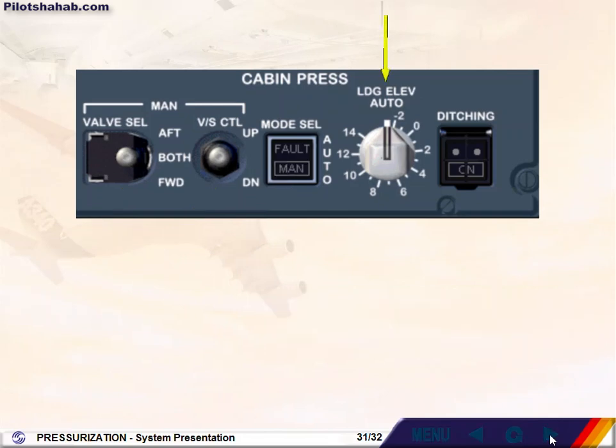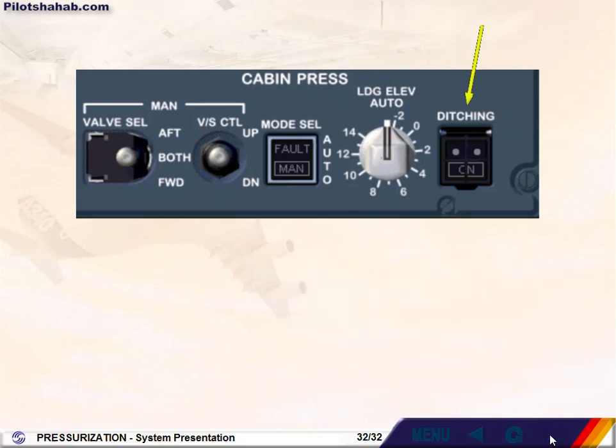The landing elevation selector normally remains in the auto position. Landing elevation, which is required by the pressurization system, is then provided by the FMGES based upon elevation of the destination airport. If the landing elevation is not available from the FMGES, then it can be set manually using this selector. You will use this selector in the abnormal operation modules.